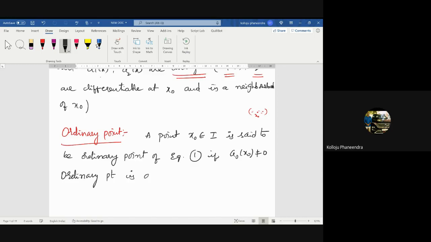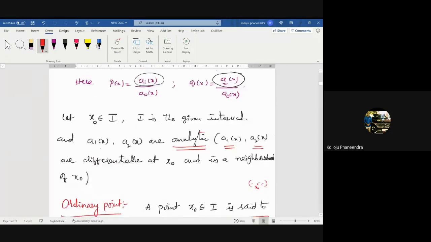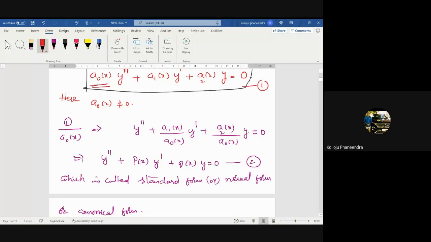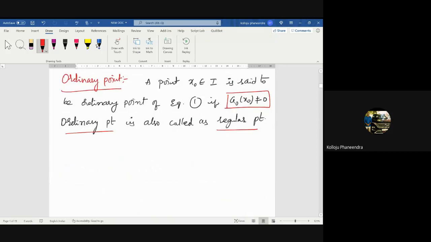An ordinary point is also called a regular point. And what is the condition here? Remember, a naught of x is there in the denominator. Substitute x equal to x naught; that should not be 0. Substitute the point x naught in a naught x. If it is not equal to 0, that point is called a regular point or ordinary point.